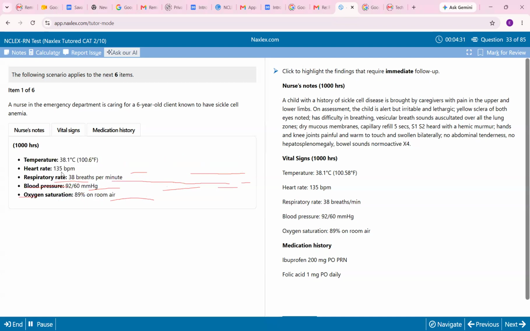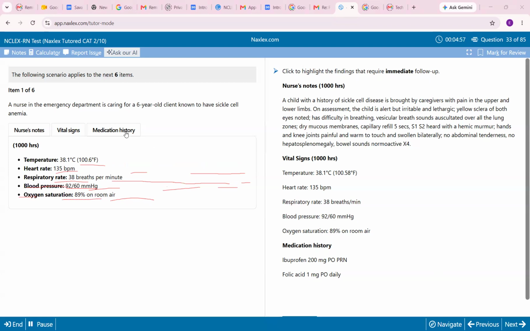Vital signs: temperature 100.6, heart rate 135, respiratory rate 38 per minute, blood pressure 92 over 60, saturation 89. And next is history.